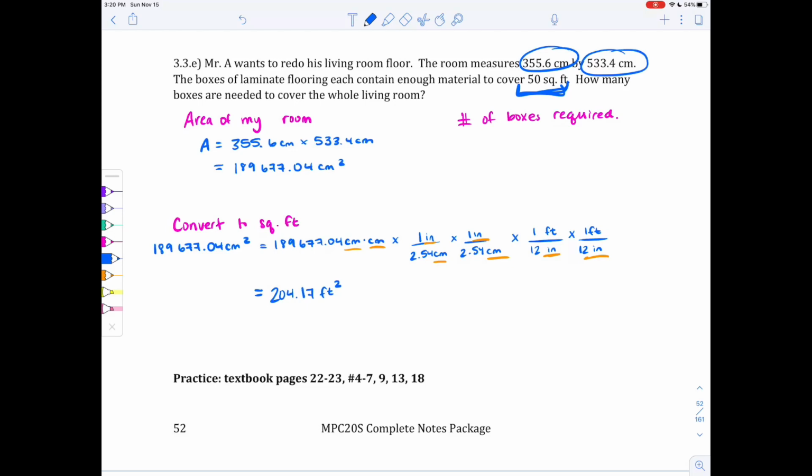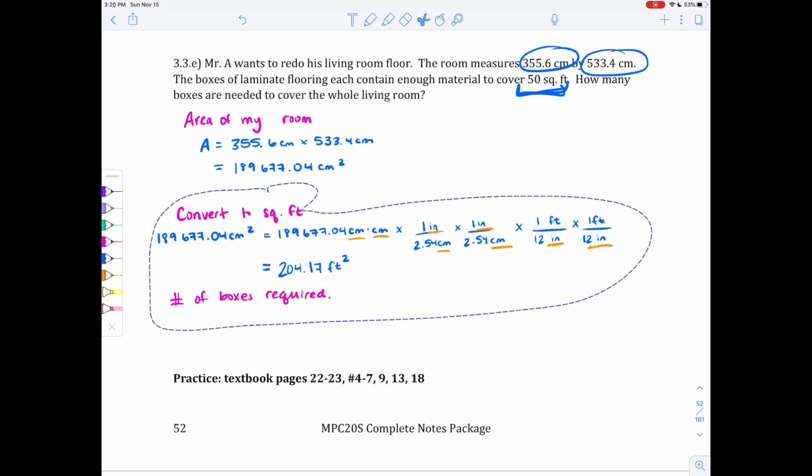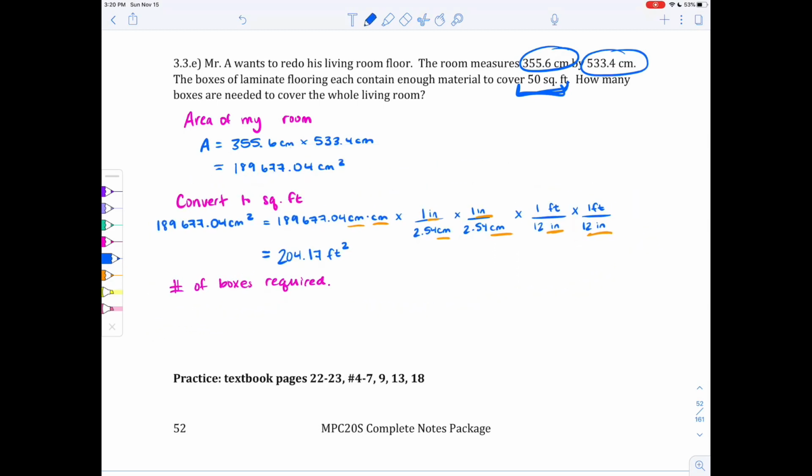Whew! So that's kind of nice. But I'm not done yet. And maybe, because this was a little bit long, I'm going to put this down here. And I'm going to move everything up just a smidgen and deal with this last bit down here. So I know that I have a total of 204.17 square feet. And each box will cover 50 square feet. So that's 50 square feet per box. And when I go ahead and do that division, I end up with 4.08 boxes.